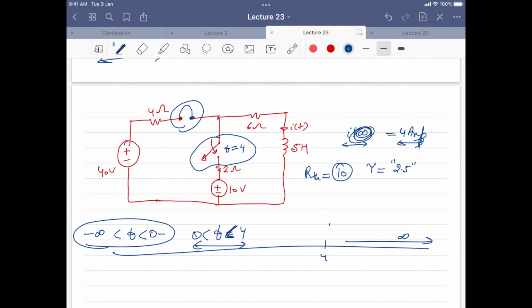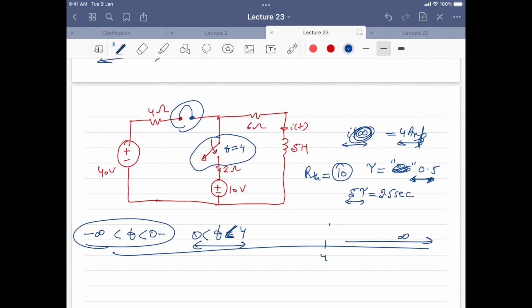Isn't it L by R? Yes, sir, only 0.5. Sorry, it will be 0.5, right? So the thing is, it is 0.5, right? So we know that all the transients will settle down after five tau. You know that, right? So that means it's 2.5 seconds, right?